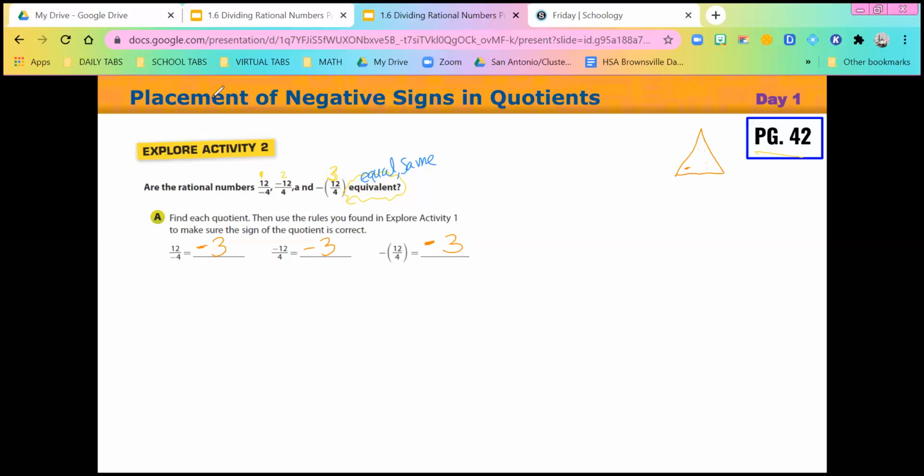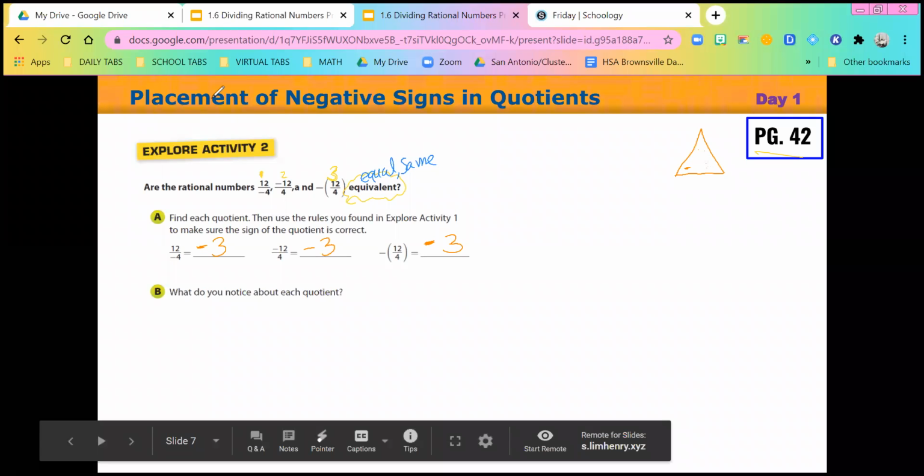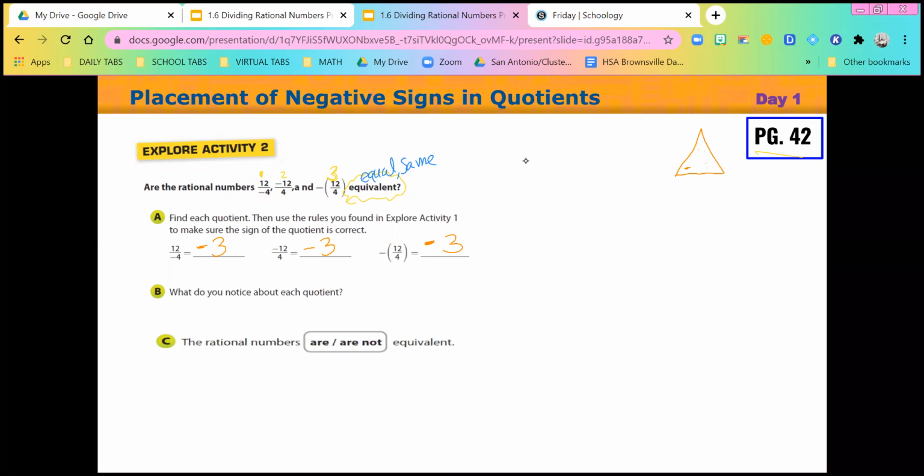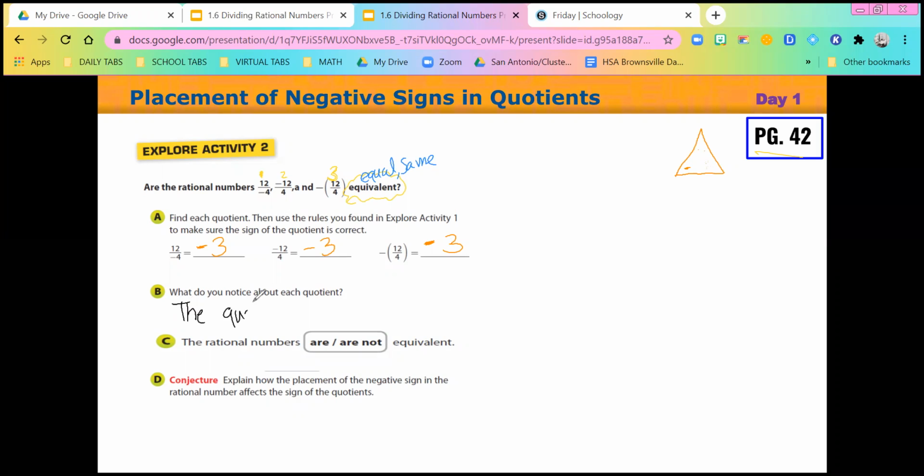Hopefully you all notice, and that's probably the next question: what do you notice about each quotient? Well, what I notice is that the quotients are all the same number. They are all equivalent. So I have -3, -3, and -3. That means they are equal. They are equivalent to each other. So that's what I'm going to write here: the quotients are all the same, or I'm going to use the word up here, equivalent. So are the rational numbers equivalent? Absolutely, I wrote it in the sentence anyway. So yes, they are equivalent.